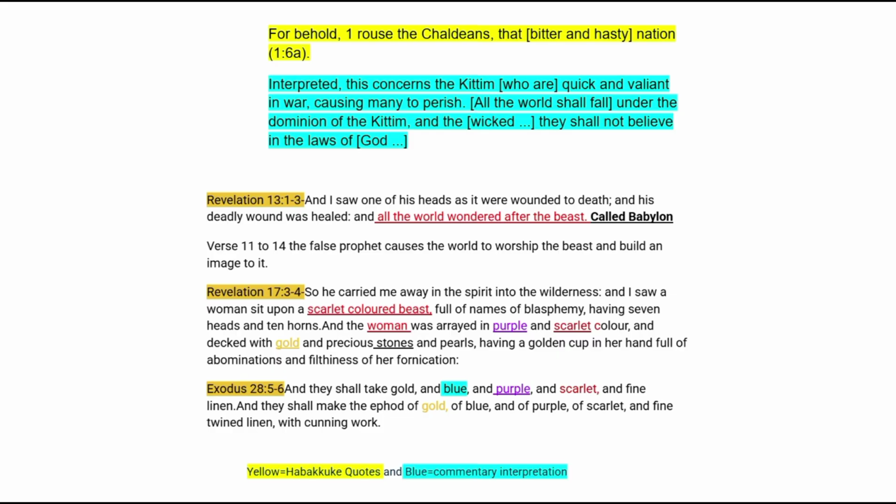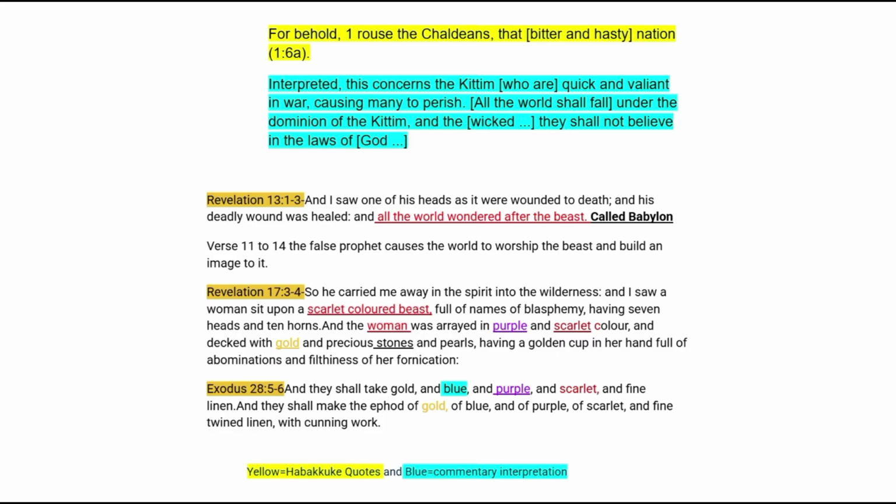Now, in Exodus 28, 5 to 6, it says, "And they shall take gold and blue and purple," talking about the high priest, where they have gold, blue, purple, scarlet, and fine linen, and they make the ephod of gold, blue, purple, scarlet, and fine linen with cunning work. So here we see the high priest, who represented all of Israel. That was the role of the high priest: he would go into the most holy place and sacrifice the blood for all of Israel.